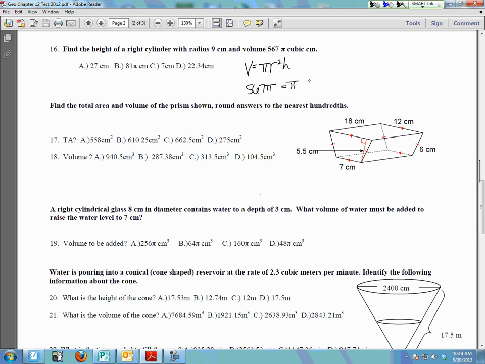R is 9, so it's going to be 81, and we're solving for h. So now I need to divide both sides by 81 pi. That'll go away over here. Divide by 81 pi over here. And that will leave me with h is equal to 7. Okay, so C is your answer there.